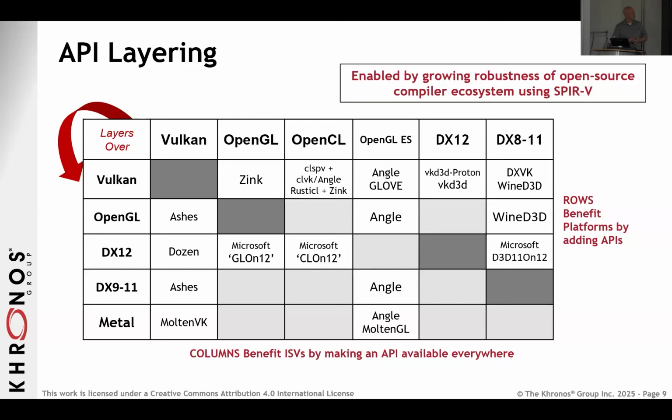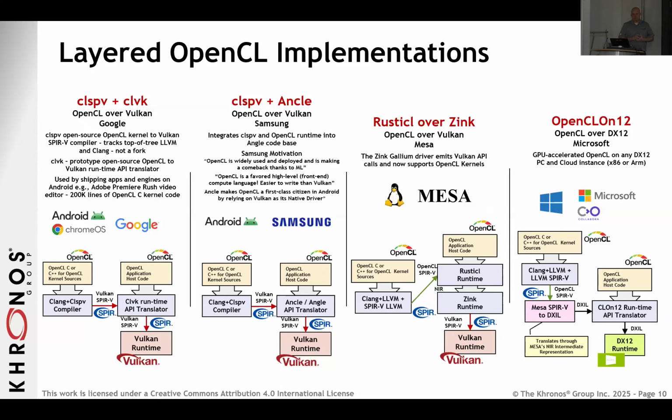And if we look at a bit more detail about the layered OpenCL implementations, again, there are currently 4 that we're tracking. There may be others actually that we don't know of, but these are the ones that we're looking at. Again, 3 are used to layer OpenCL over Vulkan, and then there's the one on the right that's layering OpenCL over DX12. But it is pretty cool just to see the diversity of these implementations.